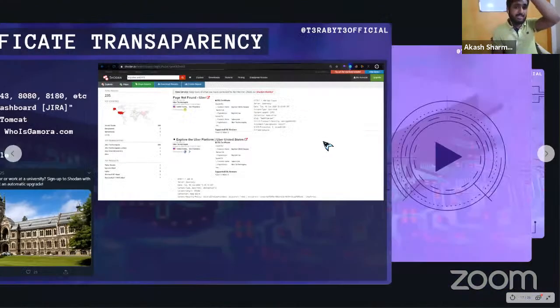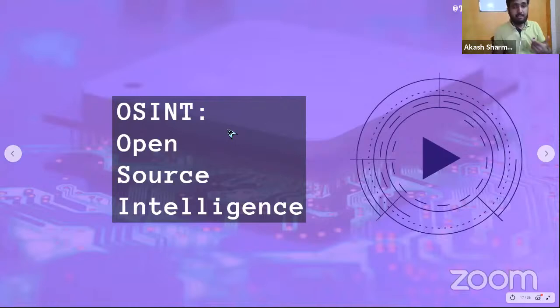Okay. Next from the tree we have OSINT, open source intelligence, right? Not a lot of people know the difference between OSINT and reconnaissance. There's no difference. OSINT is completely dependent on passive reconnaissance, okay? This is where we collect information from open source information, which is available publicly, right?